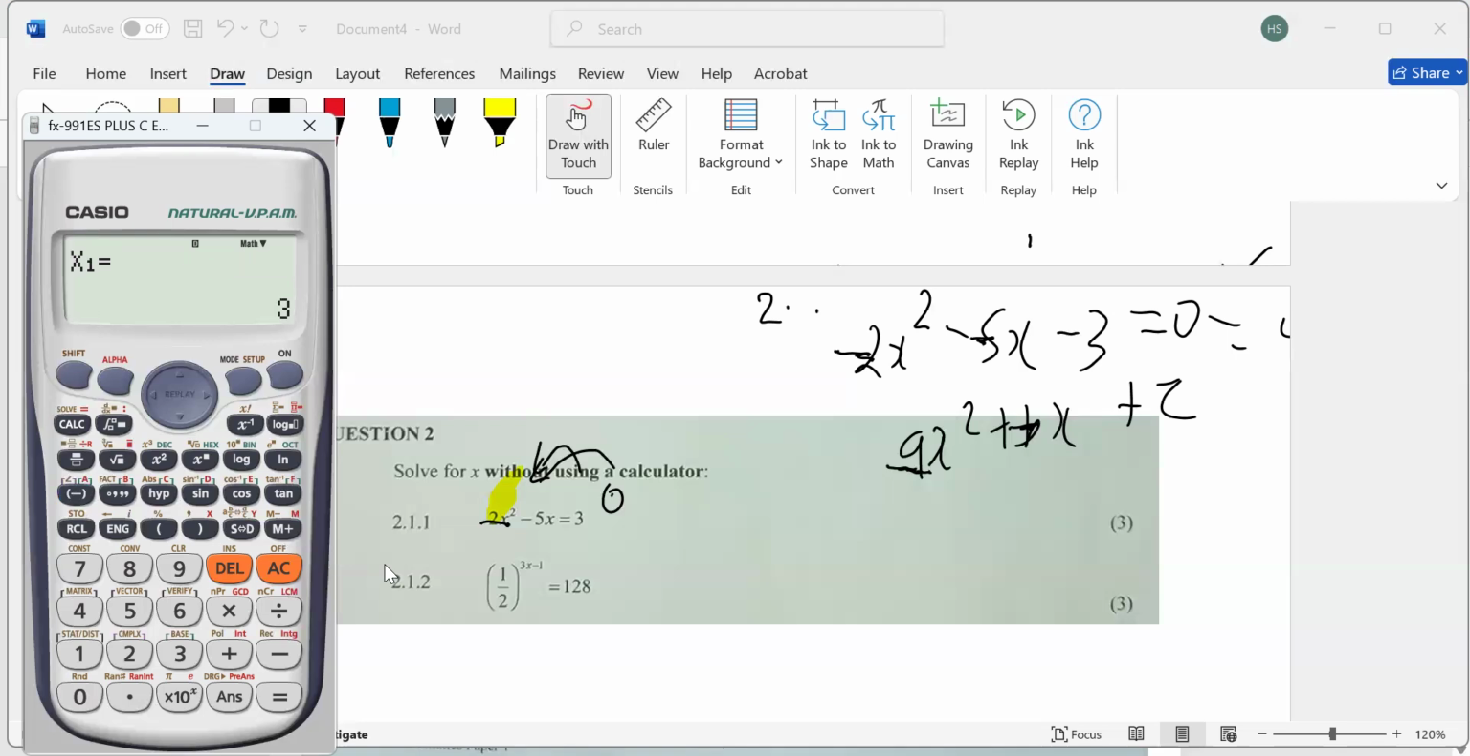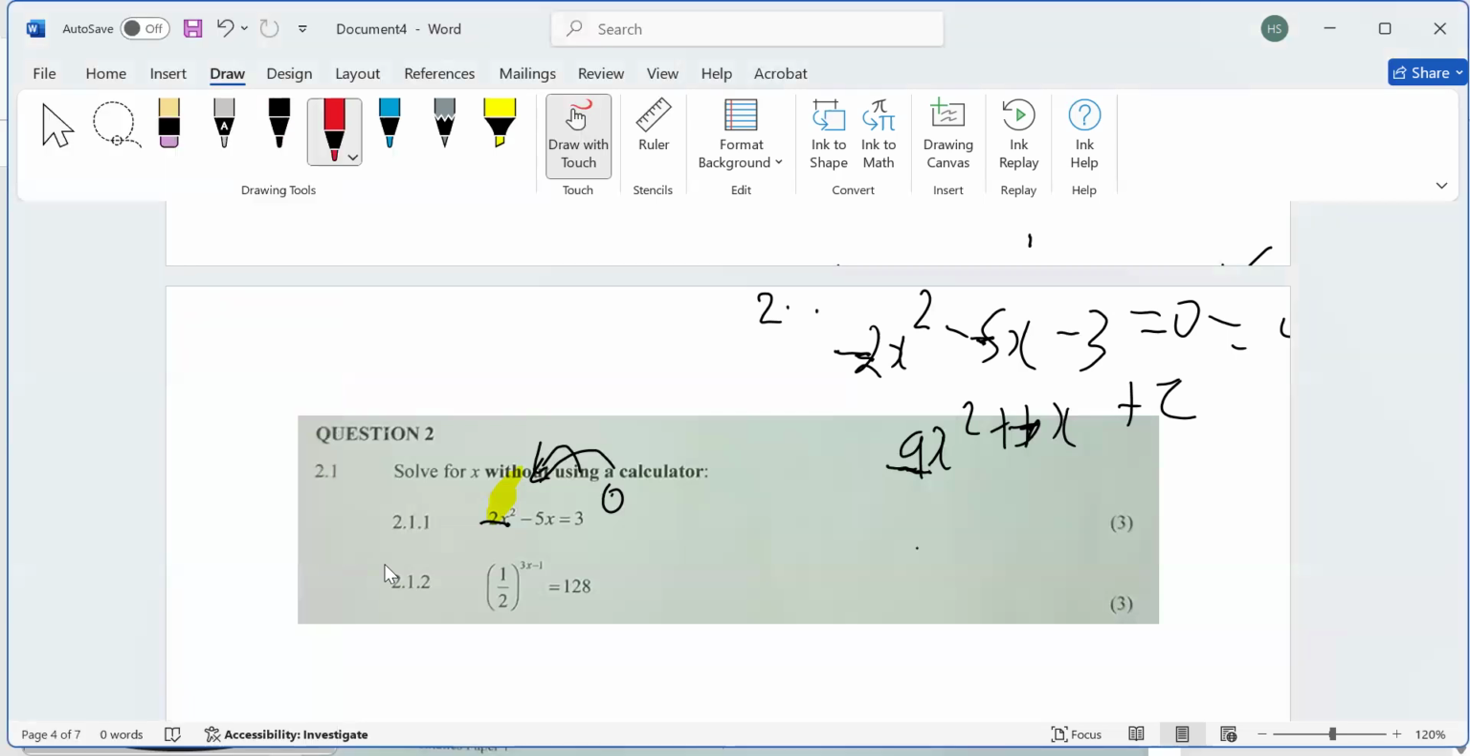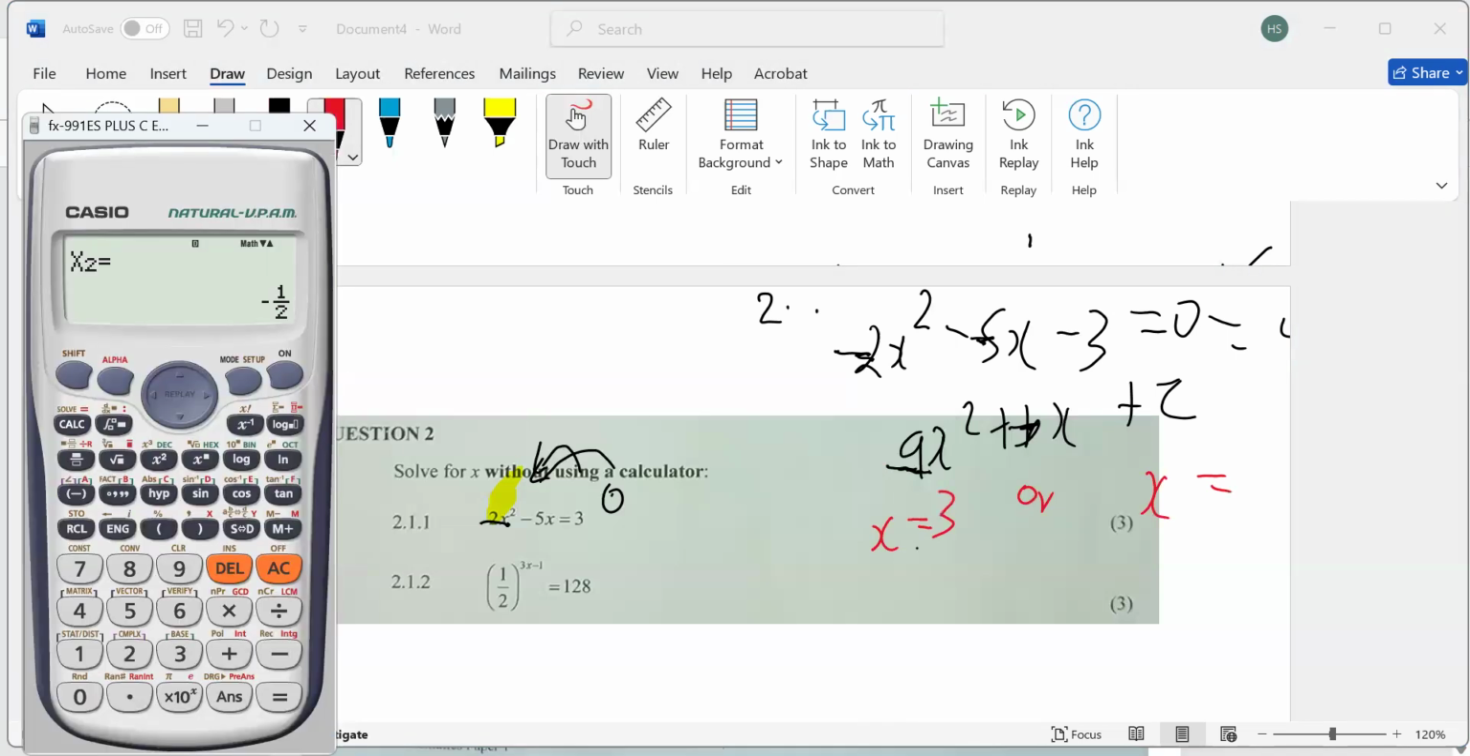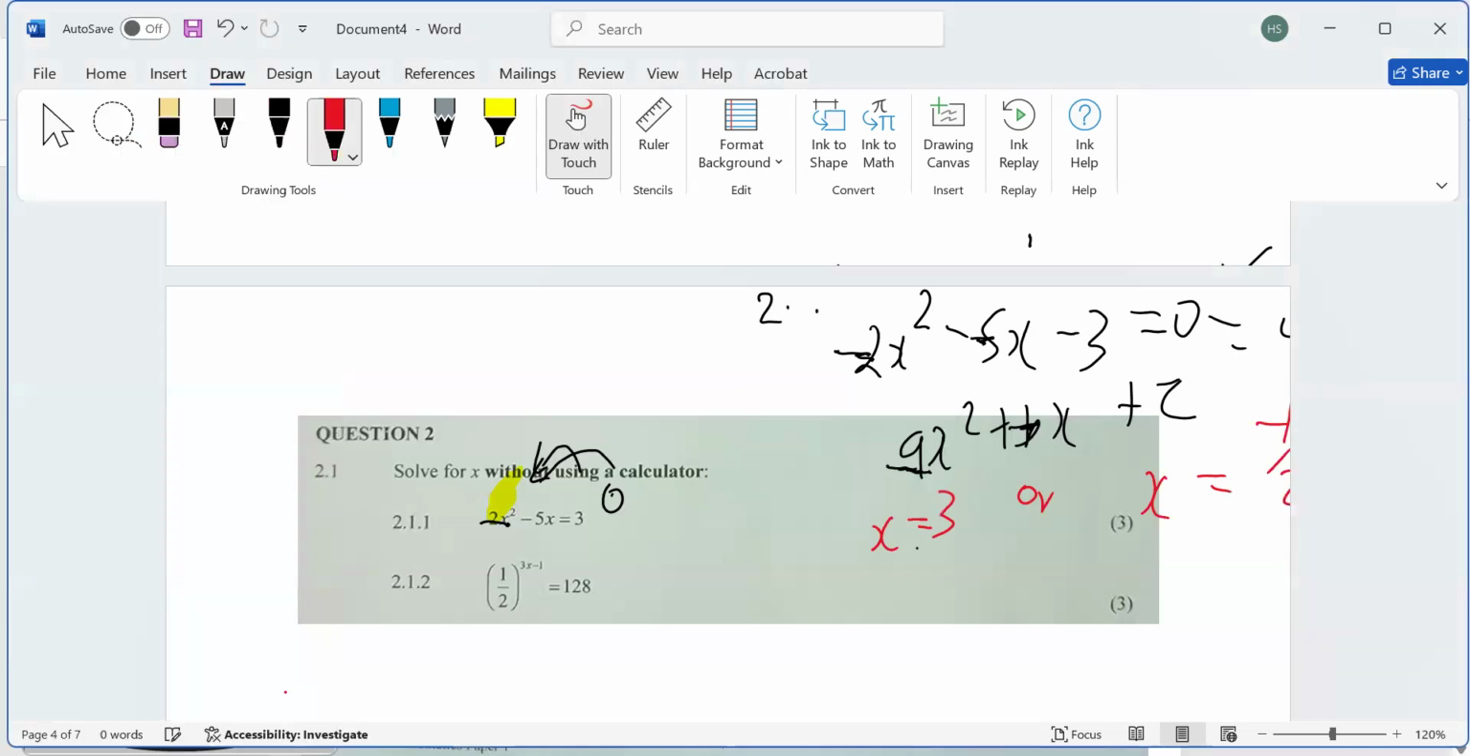Equals. Now, they tell you what is x1. You tell them, okay, according to this thing here, I have x1. X is going to be 3, or the other one, you go to your calculator again. It says which is going to be minus 1 all over 2.